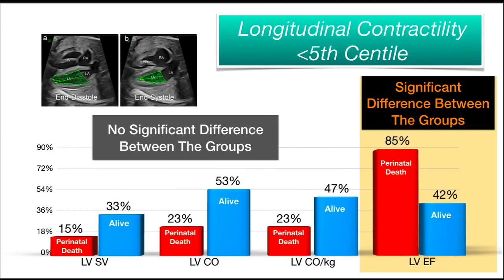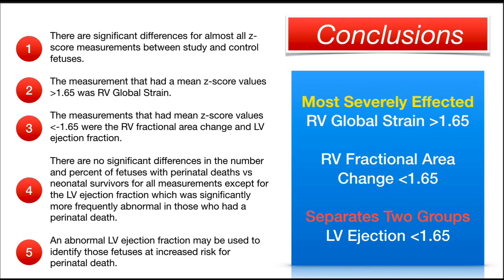There were no significant differences in abnormal left ventricular function measurements between fetuses with a perinatal death and those who survived the neonatal period for stroke volume, cardiac output, and cardiac output per kilogram. However, for the ejection fraction, there was a significant difference between those with perinatal deaths versus those who survived the neonatal period. Conclusions. 1. There are significant differences for almost all z-score measurements between study and control fetuses.